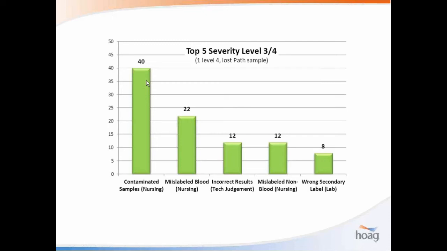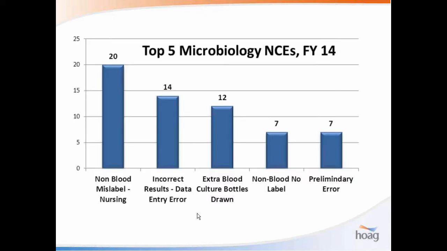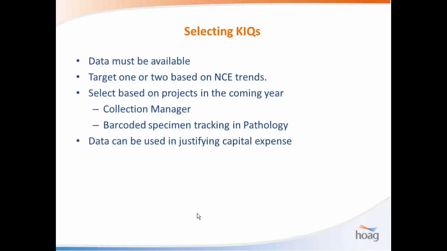We want to have a benchmark of 0 for contaminated samples. They're easily prevented. Don't draw above an IV, right? Or clear the line if you're doing a line draw. So we are working in an interdisciplinary fashion with the nurses to work on eliminating or reducing contaminated samples. And then we do a similar thing with all the sections of the laboratory. For microbiology, it was non-blood mislabels, so we're working on that. We're doing a little deeper dive at the MAIC on incorrect results. Those are just a couple examples, and we do the same thing for each section of the laboratory.